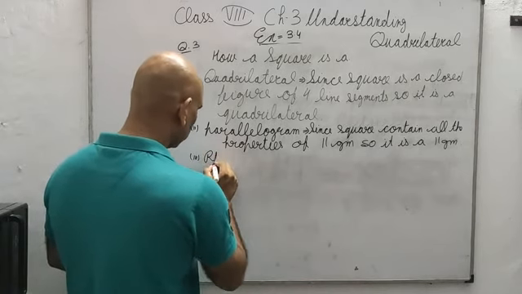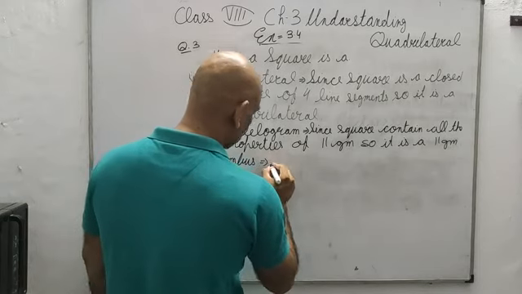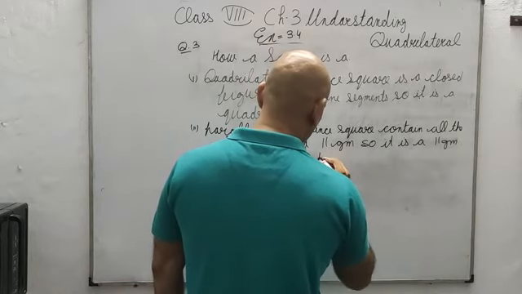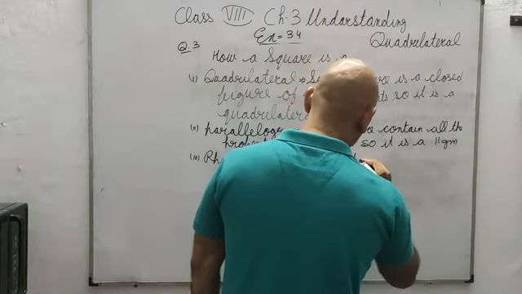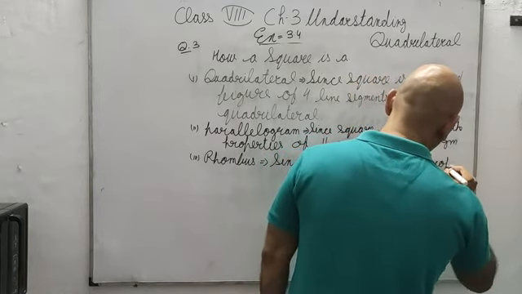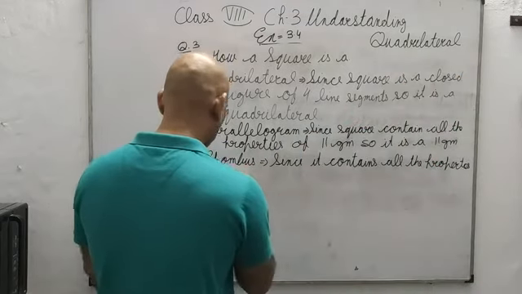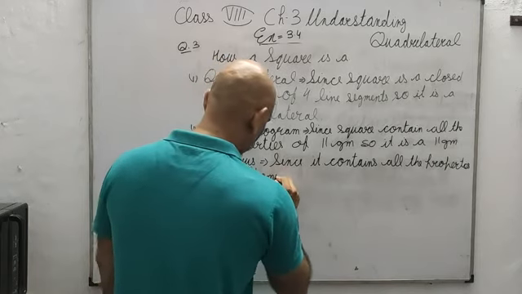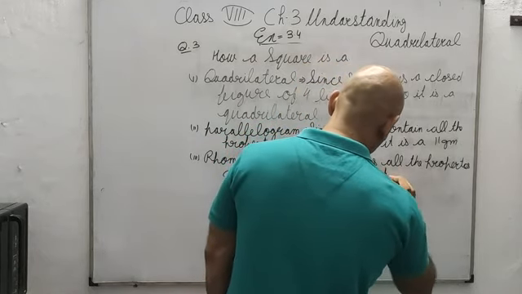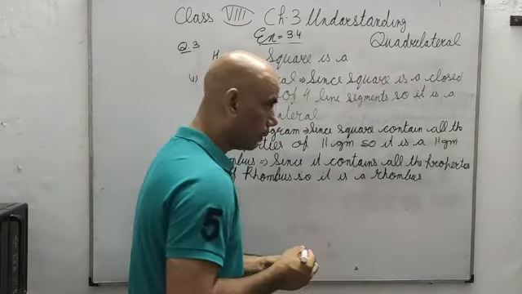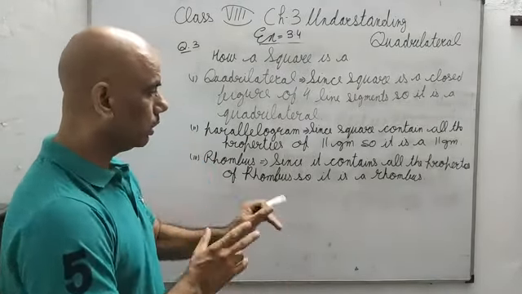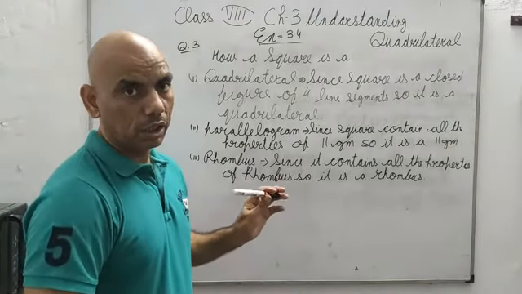Why is it a rhombus? Since it has all the properties of a rhombus, so it is a rhombus. What are those properties? Its four sides are equal and its diagonals are perpendicular bisectors. These are the two properties which the rhombus gives to the square.